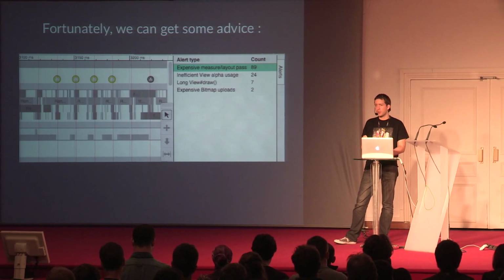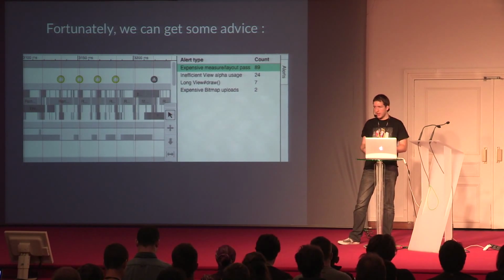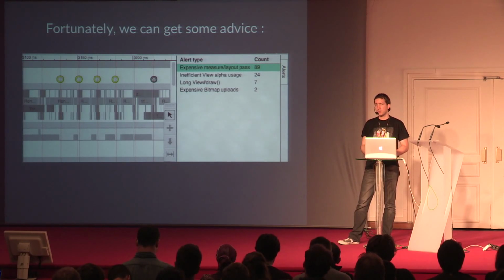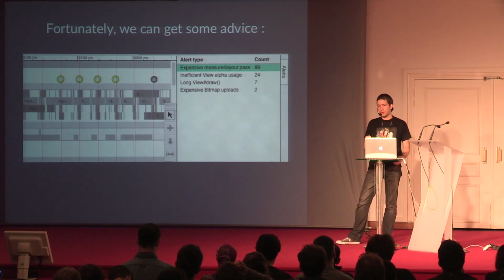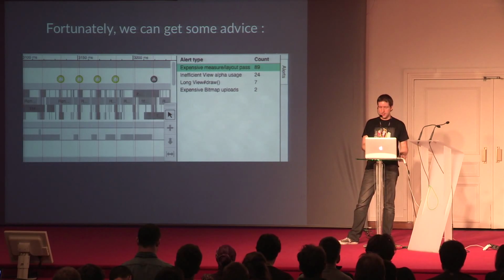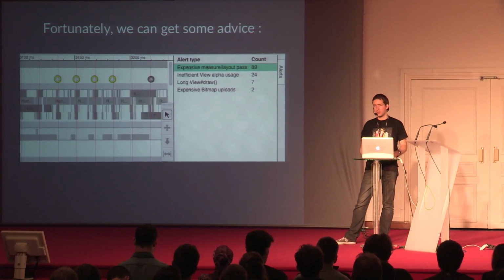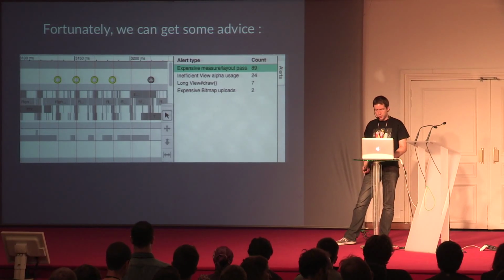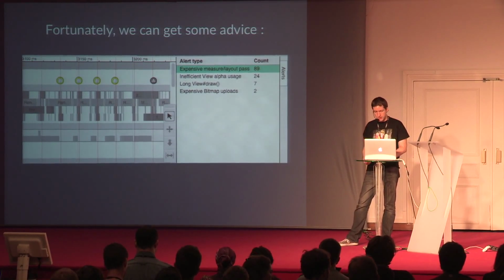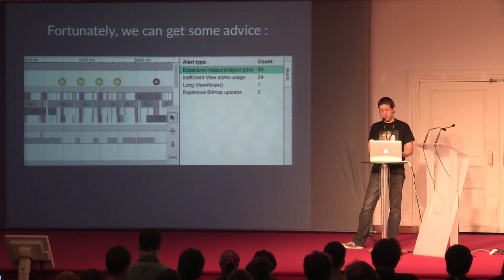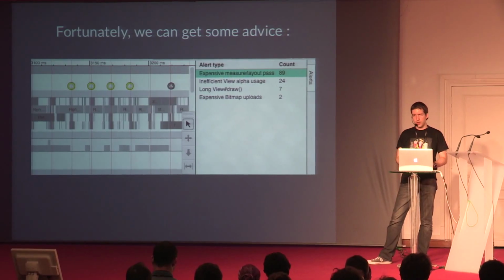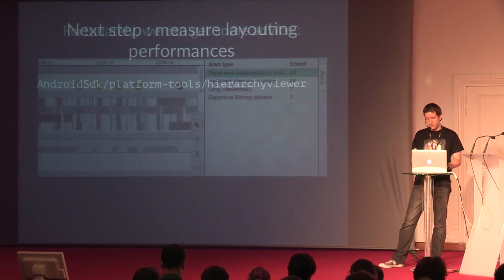If you need to lay out some views, it will need to run measure and layout passes on each of your view groups. And this is where we can often have some issues on Android. So that's what we want to investigate. So we know that we have some expensive measure layout passes. We'll try to see exactly where.